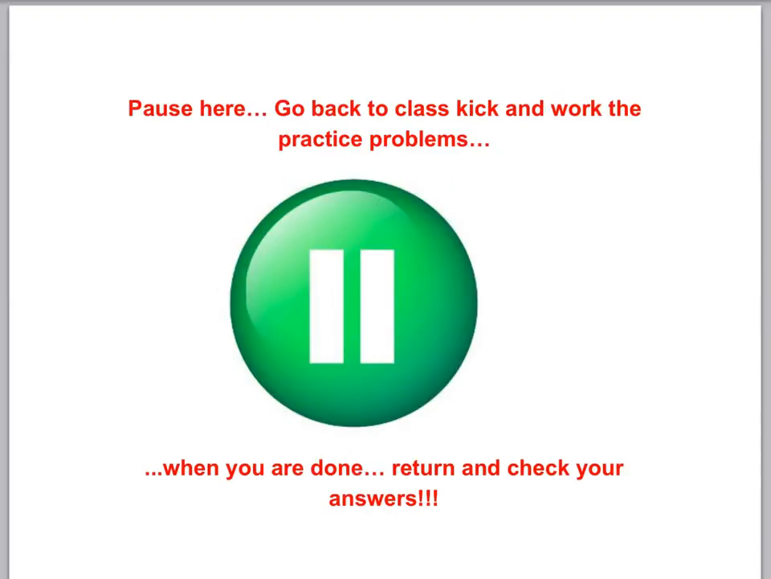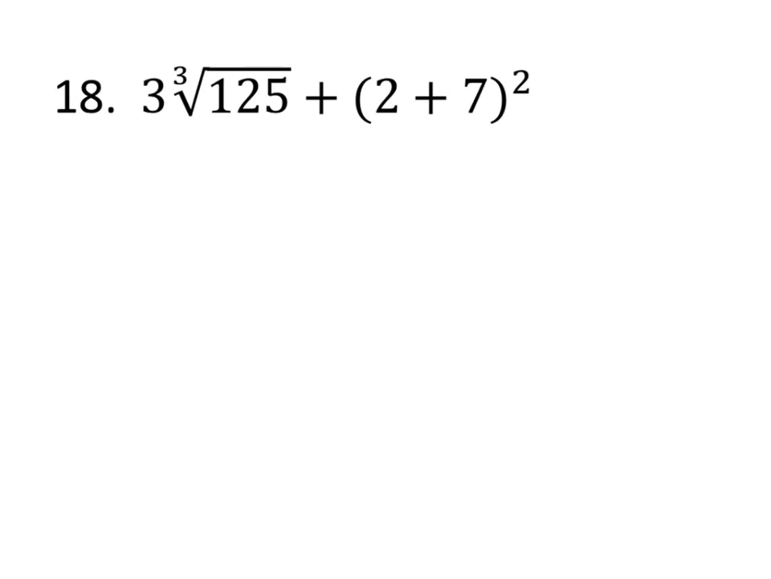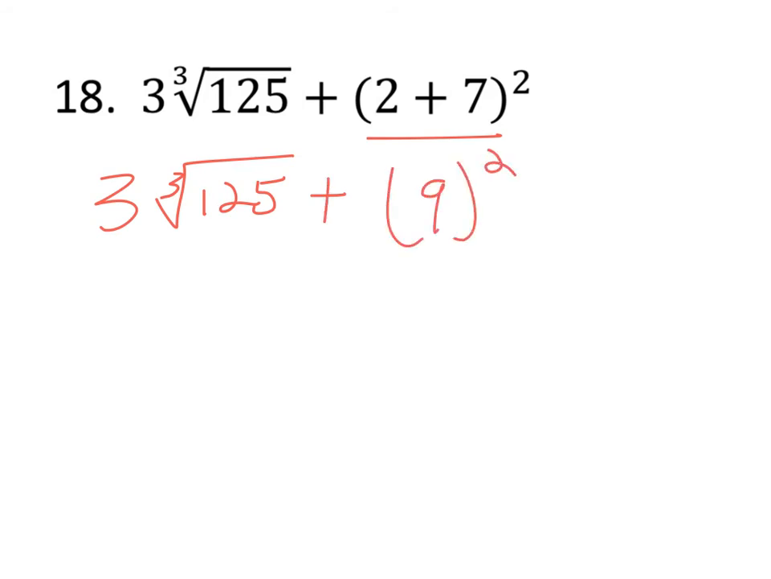Pause, head into class kick. Your turn. Well, now we're having some fun. We have cube roots here. And as a reminder, cube root means what number times itself 3 times equals 125. But first we have to deal with some parentheses here. So let's take care of that fun first. So we're going to bring down this stuff. 3 times the cube root of 125 plus, we have 2 plus 7 is 9. Square that. So we've got 3 times the cube root of 125 plus 9 squared is 81.